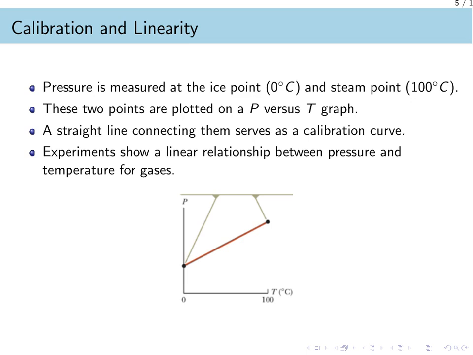These two data points are plotted on a graph of pressure versus temperature. By connecting these points with a straight line, we create a calibration curve. Extensive experiments have shown that gases exhibit a very linear relationship between pressure and temperature, meaning that once this line is established, we can determine any unknown temperature simply by measuring the corresponding pressure of the gas.